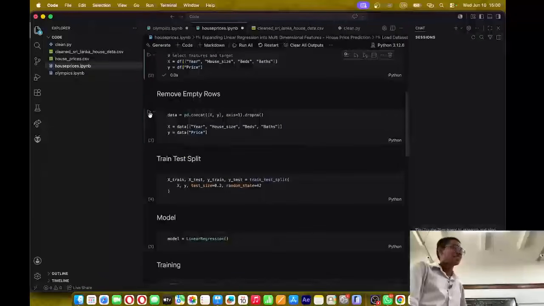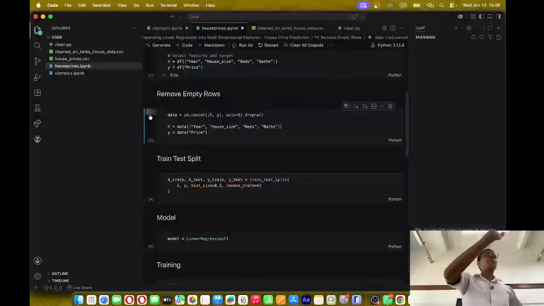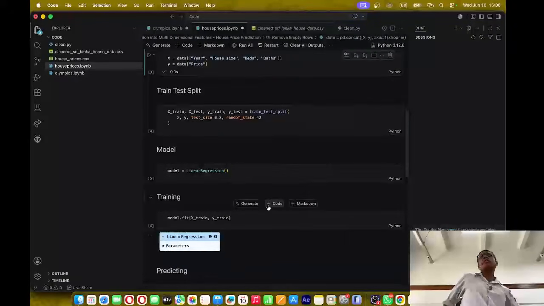You copied it. Yeah. So I'm going to basically tell him if there are any empty rows, please remove them because it's going to confuse the model, if you give it empty stuff. Now train test split, what does that do? Okay, listen.